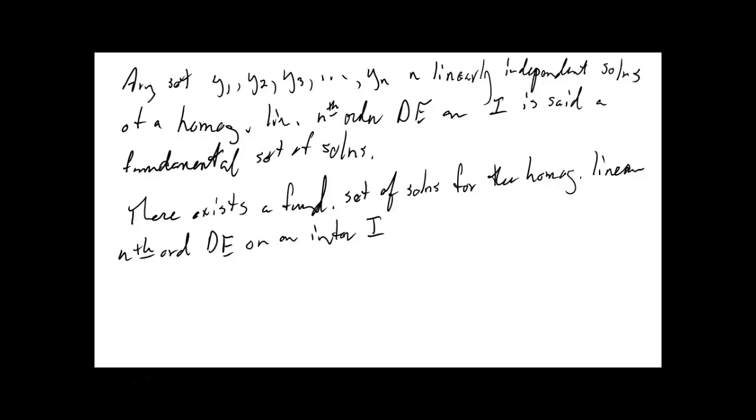Any solution of an nth order homogeneous linear differential equation on an interval I can be expressed as a linear combination of n linearly independent solutions on I. In other words, n linearly independent solutions are the basic building blocks for your general solution. So any linear combination of those n will form any solution you need.